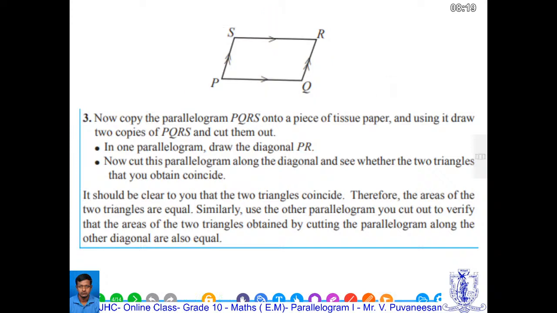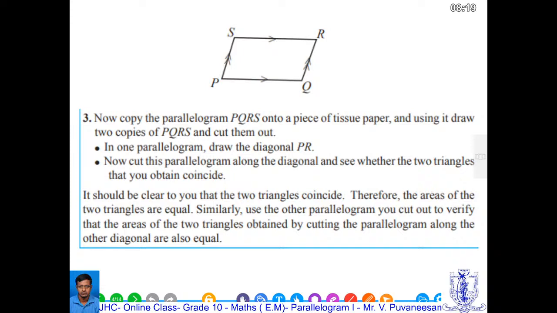Now copy the parallelogram PQRS onto a piece of tissue paper. Draw two copies of PQRS and cut them out.